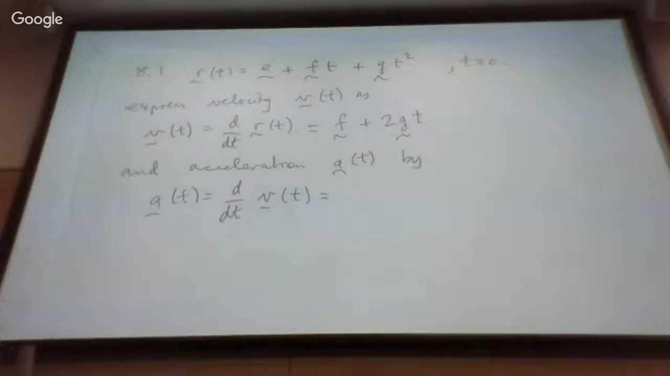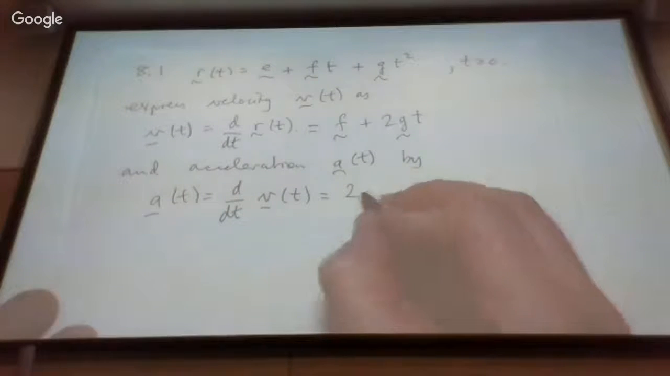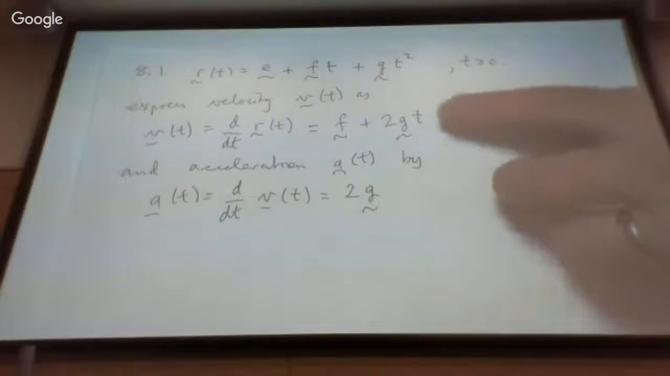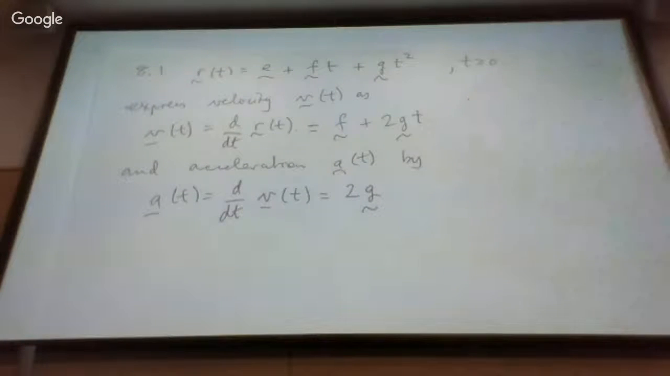So that will give the acceleration as being 2 times vector g. Okay, just taking this expression f plus 2gt, differentiating it with respect to t. The vector f on its own is just a constant. It doesn't depend on t. So when you differentiate it, it goes to 0. And then 2 times vector g times t. Well, the derivative of something times t is just whatever that constant something is.